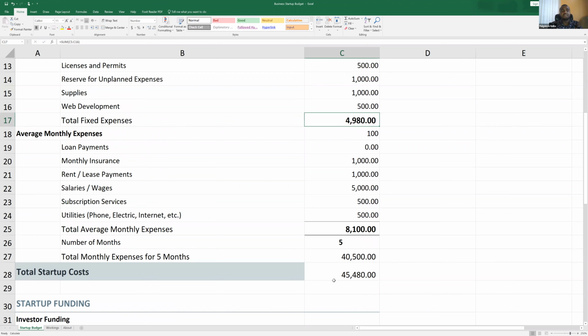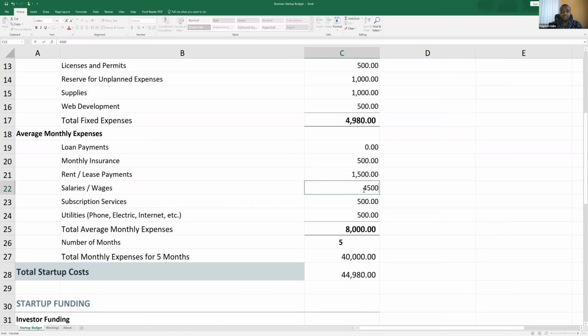Now we go to the average monthly expenses. We are not going to take any loan, so there is not going to be loan repayment. We can put monthly insurance for our equipment and also for the building in case of fire or burglary. We can put 500. For the rent, we can put 1,000 again. We can put 1,500, right?